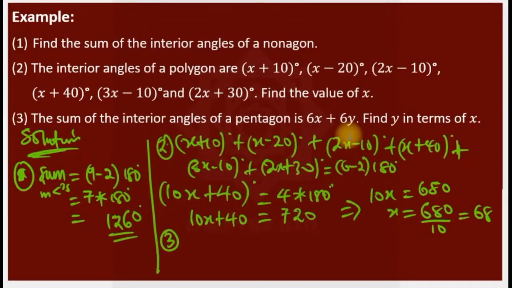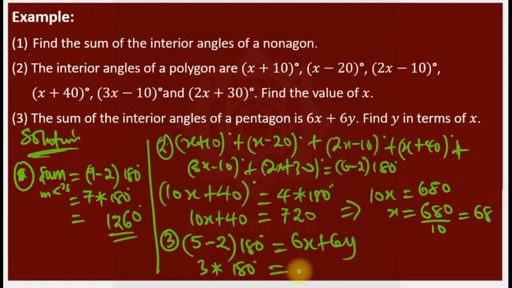So that's it. They told us this is a pentagon, and they gave us the sum. For a pentagon, the sum is 5 minus 2 times 180. And also they gave us the sum as 6x plus 6y. Do you get the logic? They gave us the sum. We know the sum as n minus 2 times 180. But they still gave us the sum as 6x plus 6y. So we equate it, forming an equation. So I have 5 minus 2 is 3. So I have 3 times 180 equals, in mathematics, to make our solution easier, I have 6x and I have 6y.